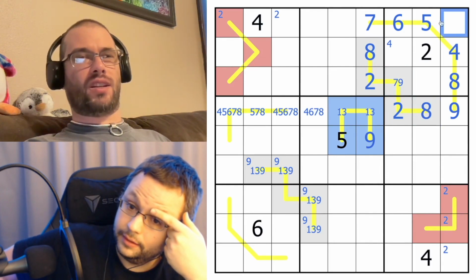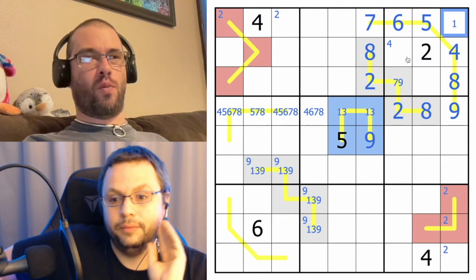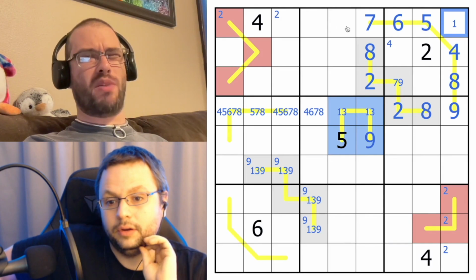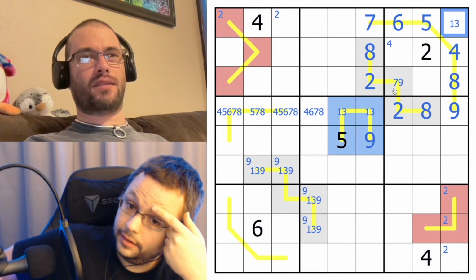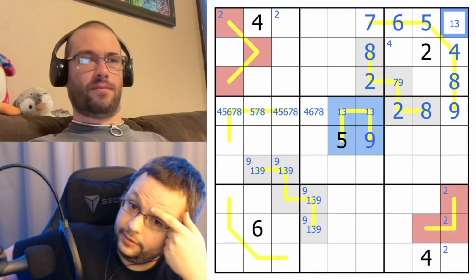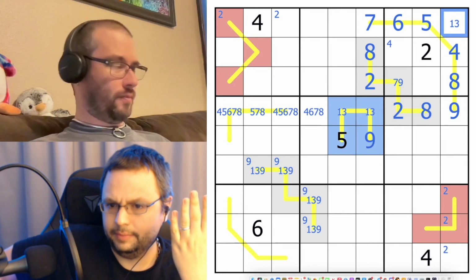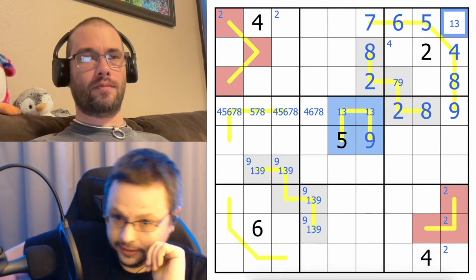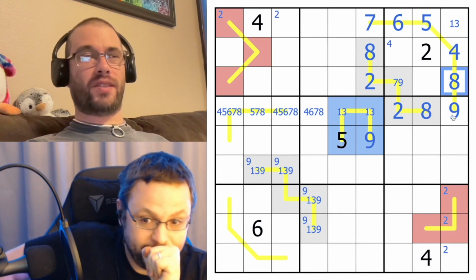Now this digit could be a 1, can't be 2, could be 3, I think. Could be 3. And is that it? I think that's it. The 8. Never mind. So I was going to say the 8 is placed in the box, but do not listen to the man behind the camera. The 8 is placed in the box.